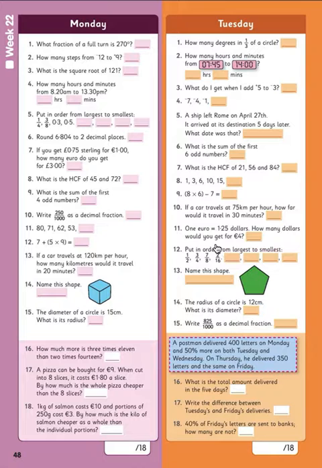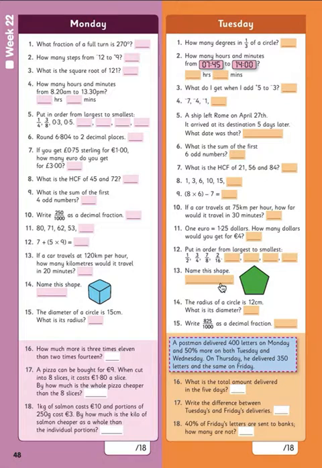multiplication sum there. Put in order from largest to smallest. You might have to get a common denominator first of all, and change them into the equivalent fractions so that you can see more clearly which one is the largest, and then work your way down to the smallest.